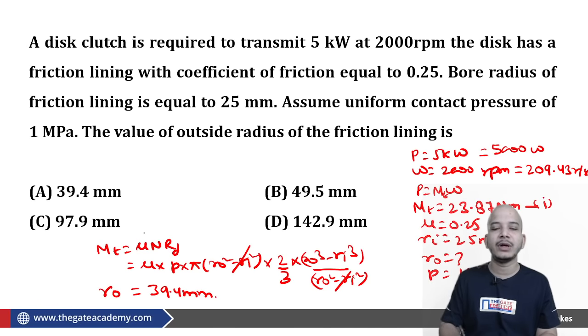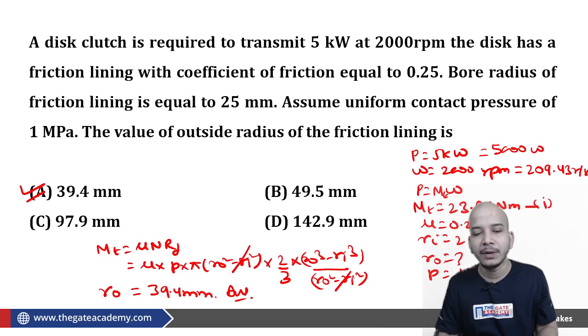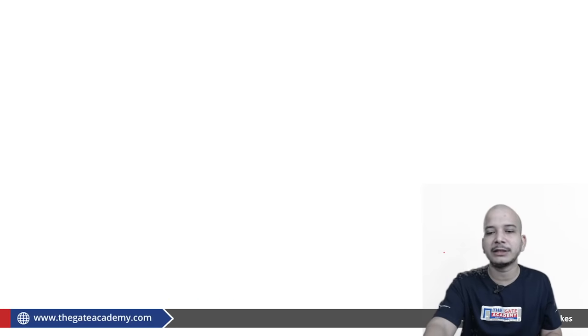Okay, this is something which you can go through. So this Ro can be calculated using this formula, and with all the data available you can easily calculate the value of this Ro, which will come out to be 39.4 mm. Fine, let's move to the next problem, the last problem.